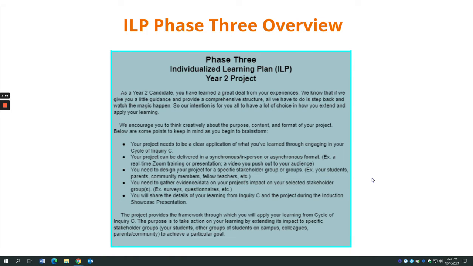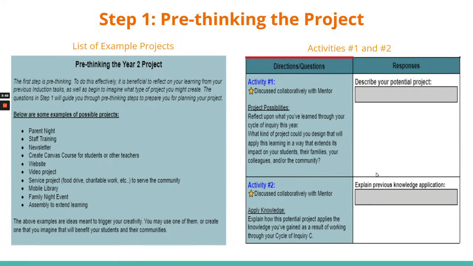Let's look in more detail at the first step of your project. So your ILP Phase 3 Step 1 will focus on pre-thinking for your project. And you will see here examples of potential projects: parent night, staff training, newsletter, Canvas course. You can see here that there is a mix of synchronous, which is real-time events like a parent night or a particular training, or asynchronous projects, which could be designing a website, a YouTube channel that warehouses resource videos, etc.